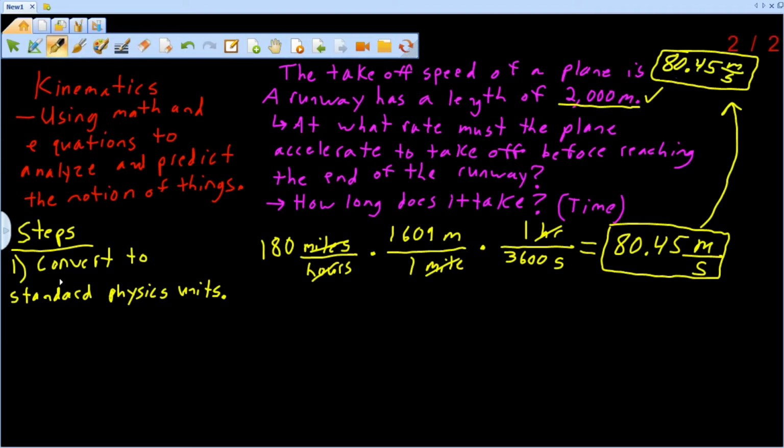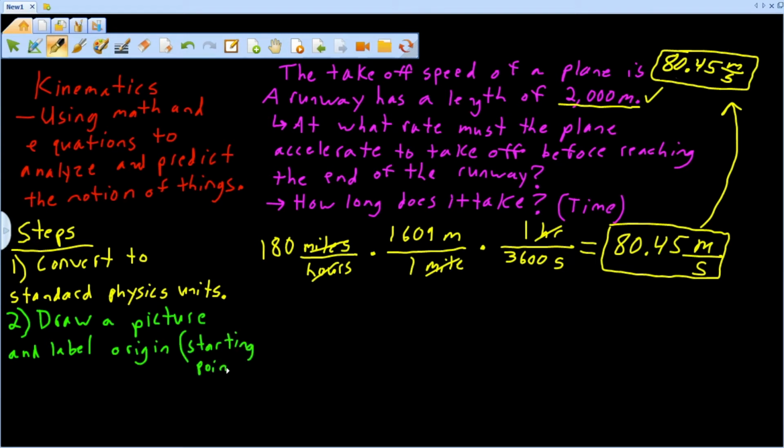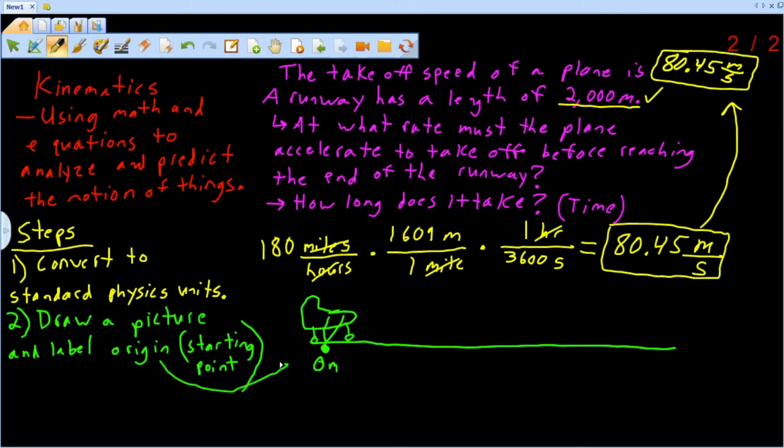The next thing we want to do is draw a picture and choose an origin. Remember, we said an origin is our starting position. Okay, picture time. So I'm going to draw my runway right now. Then I'm going to draw my plane. Alright, it looks perfect. Got my little wheels right here. Got my nice little wing. I'm going to label where I'm starting at. So right there, my initial starting position, 0 meters. That would be my origin.